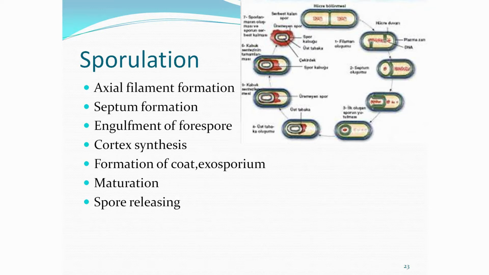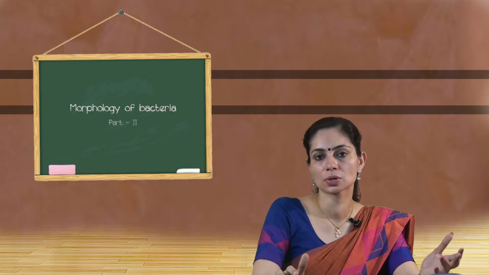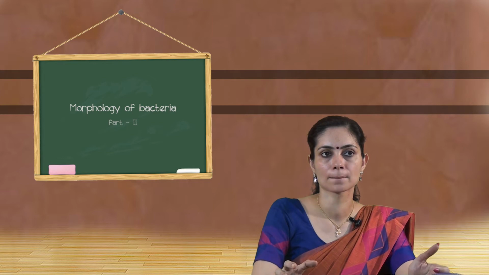Third is engulfment of the forespore. After that, it makes the cortex, that is cortex synthesis. Then there is formation of the coat and the exosporium. Later the spore matures and forms a proper spore, which is released later. So the steps in sporulation, how the bacteria convert from the vegetative state to the spore state, consist of axial filament formation, septum formation, engulfment of the forespore, cortex synthesis, formation of coat or exosporium, maturation and spore release.